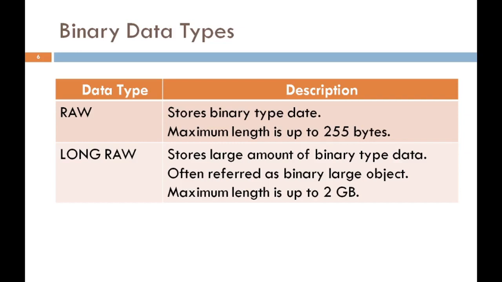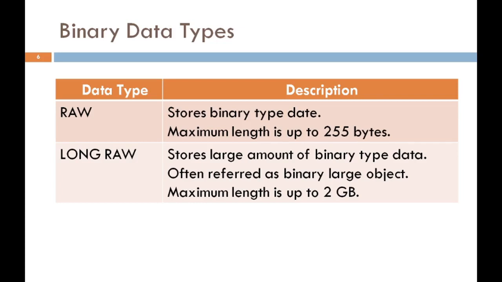in a table. In binary data type, we have an option allowing the user to store a fixed length value or variable length of bytes based on the requirement. Binary data type again has two categories, that is raw and long raw. Raw is used for binary type data and the maximum length of raw is 255 bytes. The long raw is also used for binary data but for a large amount of binary data. And the maximum length of long raw is up to 2 GB.